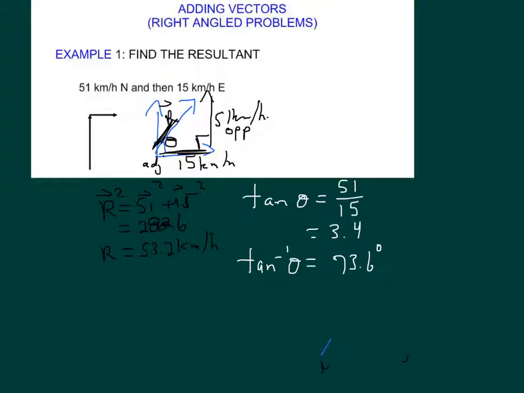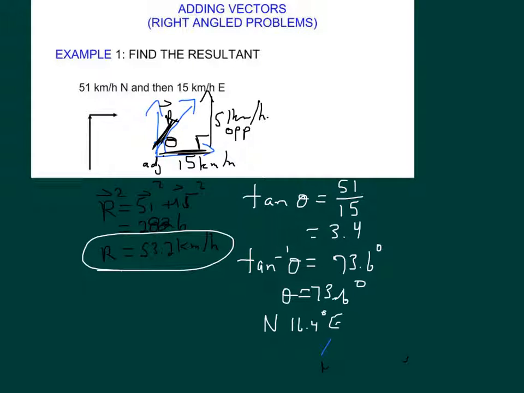Now that's from the horizontal, or the east-facing vector. And when we talk about angles with vectors, we normally give those angles as either a bearing or a true bearing. In this case, let's give it as a bearing from starting at north, and we would then go 16.4 degrees east. So let's give that as our bearing, and so our resultant vector then is a magnitude of 53.2 kilometers per hour with a direction north 16.4 degrees east.